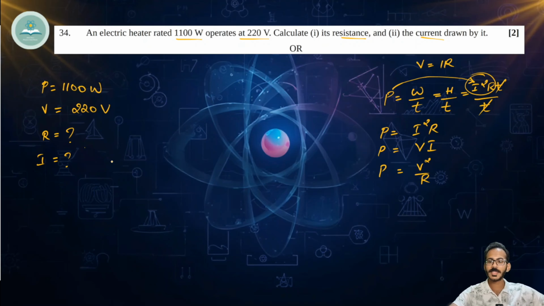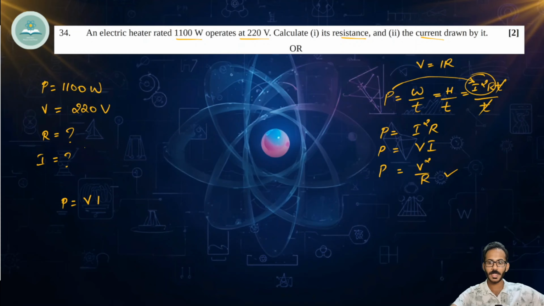Now in this situation, let's see which one can be used. Power is there, potential difference is there, we should find out R. So see an equation connecting P, V and R. P, V and R. So let's take this equation itself. Or if you want to find out current first, you may use this equation as well. So anyone is fine. Let me find out the current first.